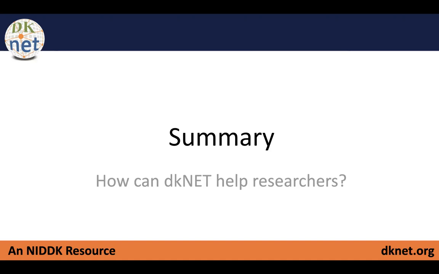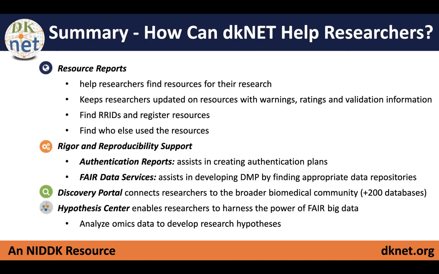Covered some of the main areas of dkNET, and in terms of summarizing this, we had the resource reports, where researchers can use this to help find resources for their research, and it keeps researchers updated on resources. So if you go back to your authentication reports, if information about an item has changed, for example, let's say a cell line has been found to have issues after you've started using it, when you come back to your report, you'll actually see that it now has a warning.